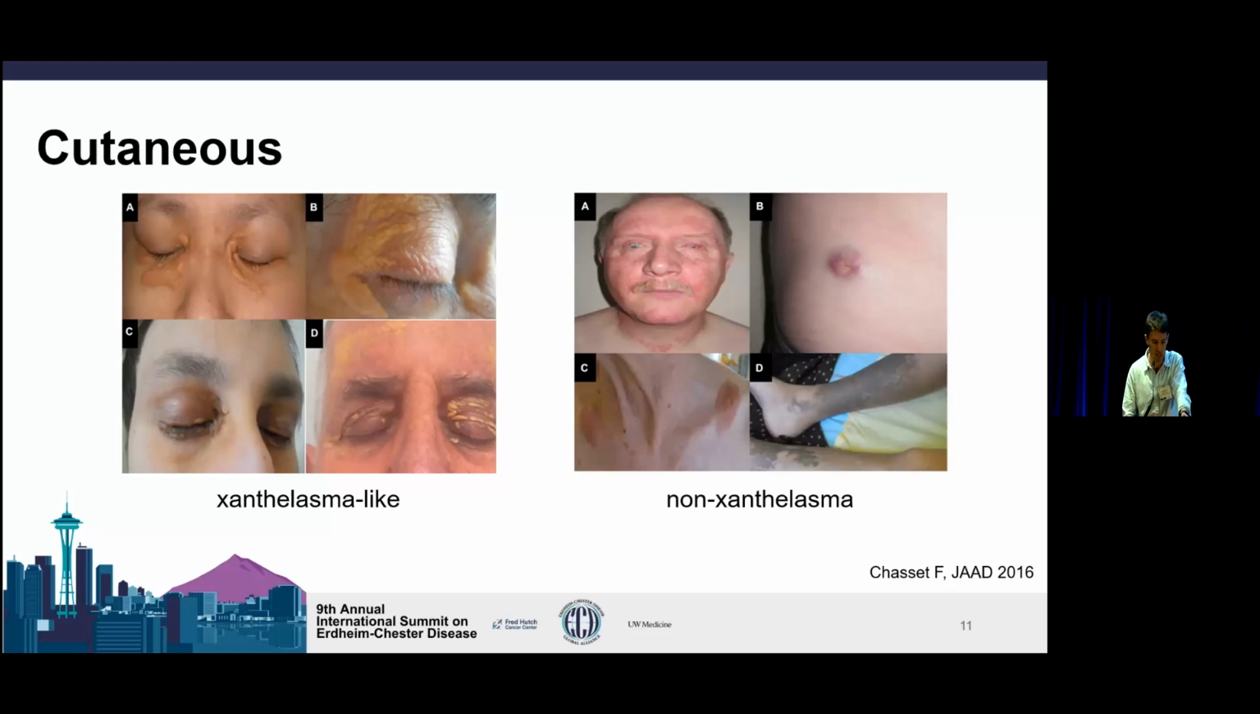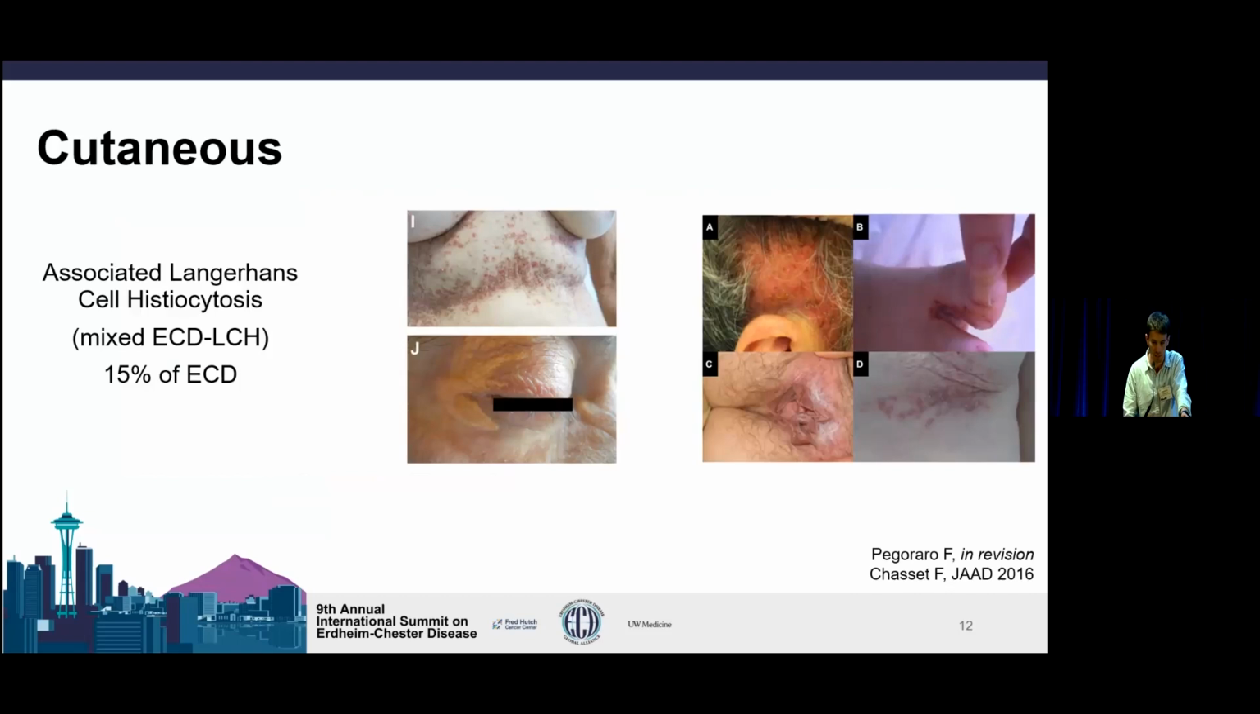And the last important message is sometimes ECD can be associated with other histiocytic disorders such as LCH. This is very common for the skin. We frequently have skin involvement that's not ECD, that's LCH, and it's important to detect this because the mixed forms are a bit different and should be evaluated and treated differently.